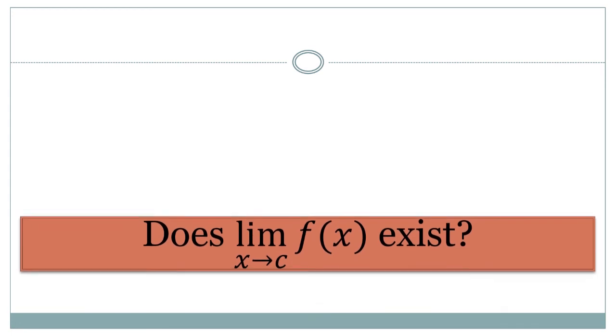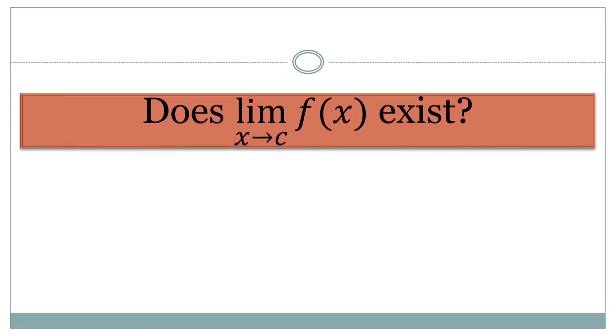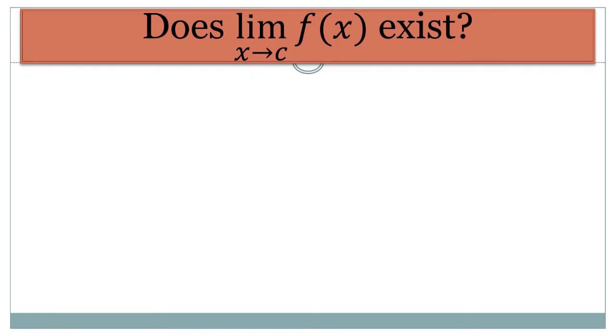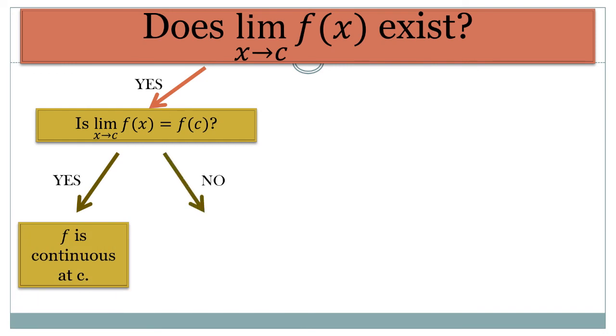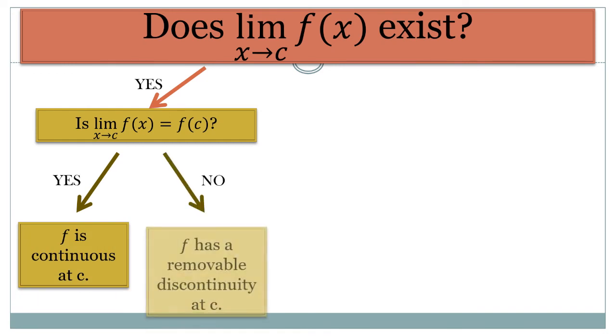Here is the flowchart which helps evaluate whether a function is continuous or not at point c. But before that, make sure that the function exists on an open interval containing c, except at c. Question: does the limit of f of x as x approaches c exist? If your answer is yes, is that equal to f of c? If yes, f is continuous at c. If no, f has a removable discontinuity at c.